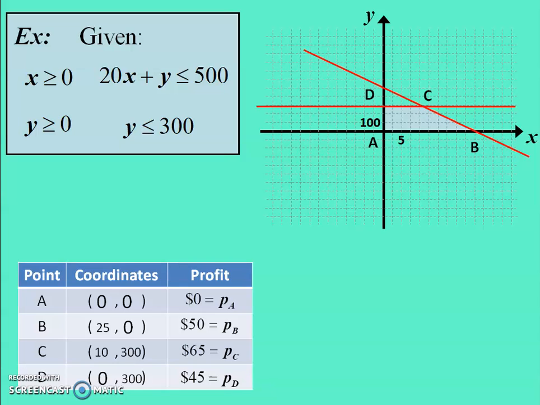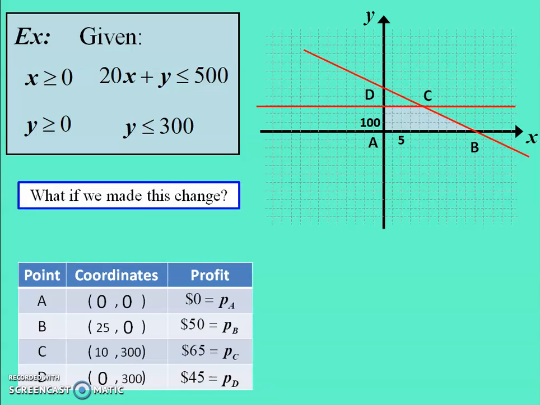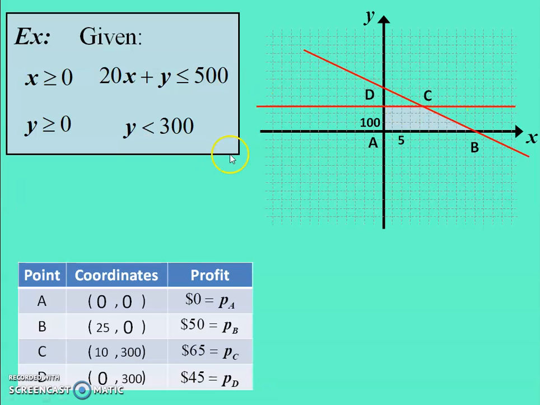Suppose that in this case, which is an example from the other video, we made this change here. Imagine if this line, y is less than or equal to 300, we change it to y is strictly less than 300, because originally our maximum in this situation had happened at point C, which is both on this line and on this line. If we made this line not included, if we change that to be a strictly less than, then this would have changed to be a broken line. And then anything on that line is excluded. So that point would no longer have been included. What would we do in that case?